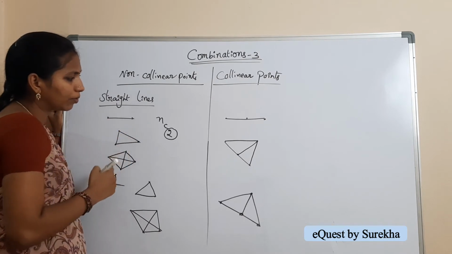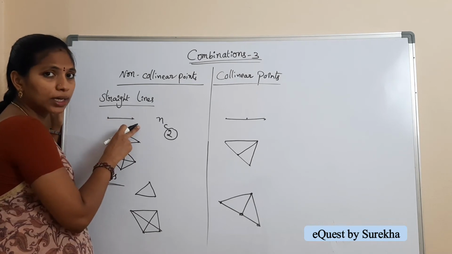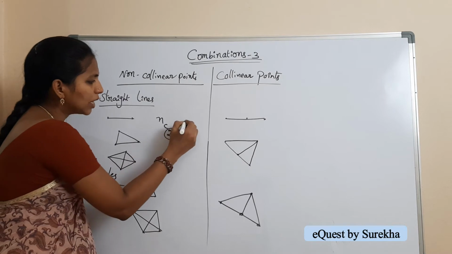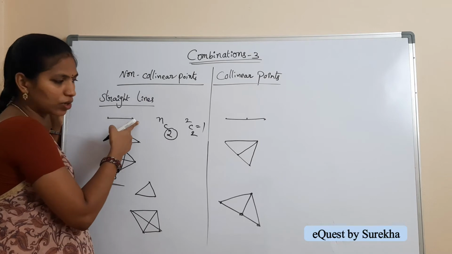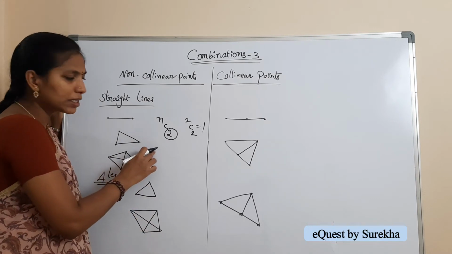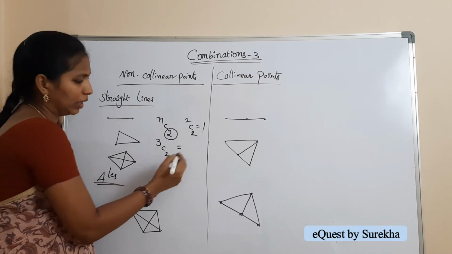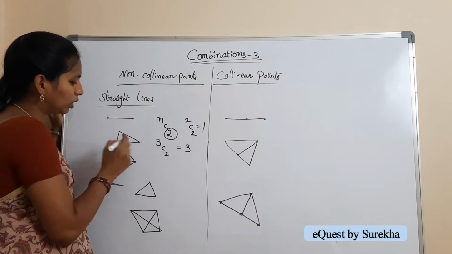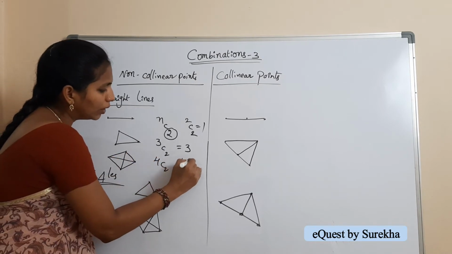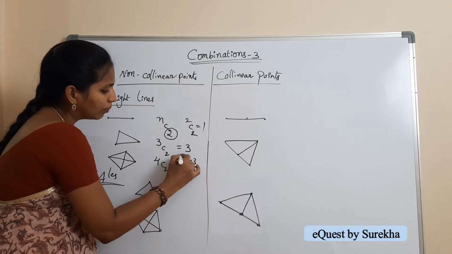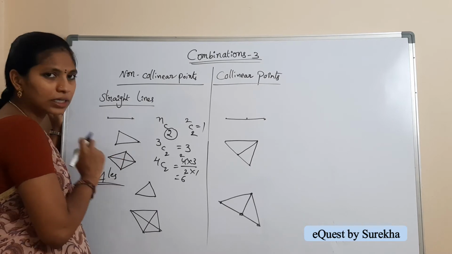Okay, so nC2. See here, how many points are there? 2. Okay, so 2C2. That is only one. We can draw only one straight line. Here there are 3 points. In the place of n, write 3. 3C2. 3C2 is nothing but 3C1. That equals 3. 1, 2, 3. Here how many points are there? 4. 4C2. That equals 4 into 3 by 2 into 1. Then how many straight lines are there? 6. 1, 2, 3, 4, 5 and 6.